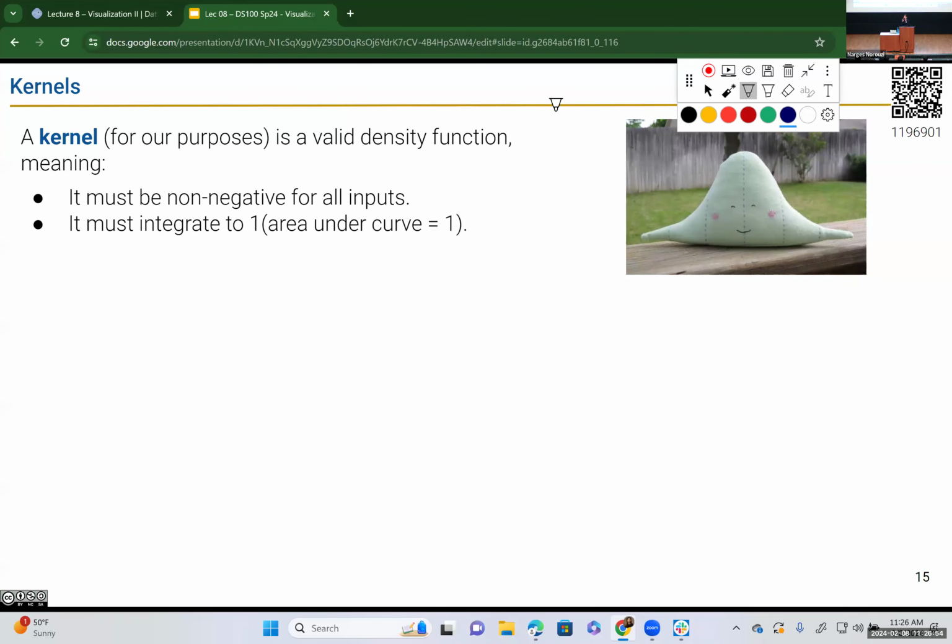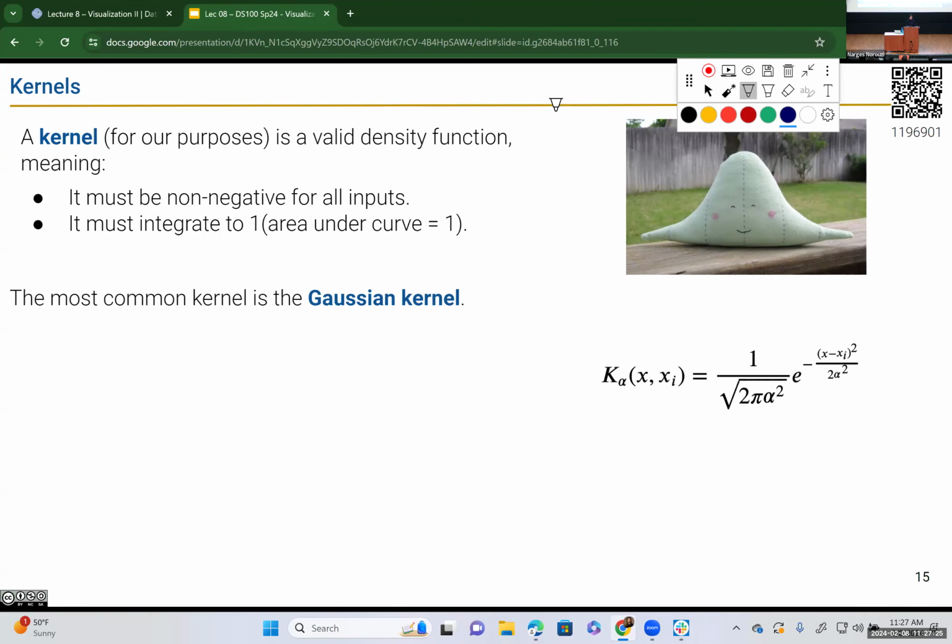Let's now talk a little bit more about this kernel. A kernel is nothing but a probability density function. What is a probability density function? It just needs to be defined for all values of x, and for all values of x, the output should be non-negative. So the probability density function should be greater than or equal to 0, and the area under the curve should be equal to 1. Or if you integrate the function, it should integrate to 1. That's what we had with the Gaussian kernel.